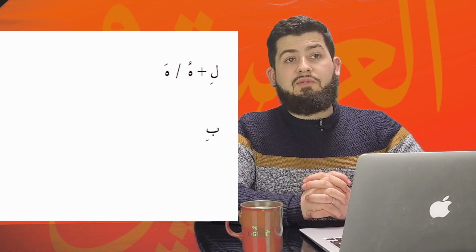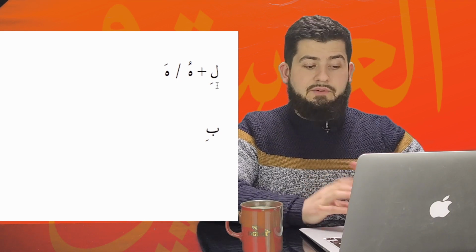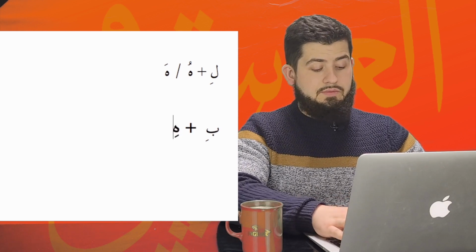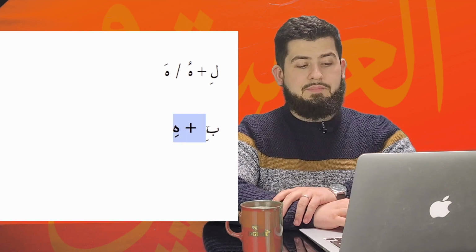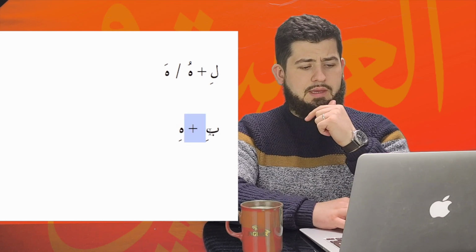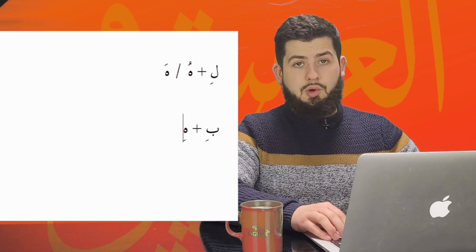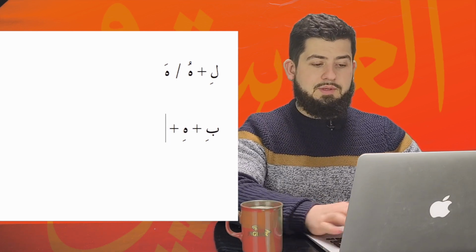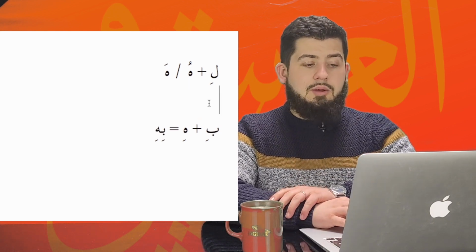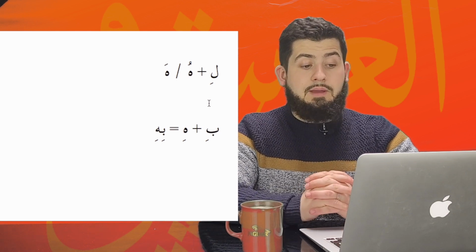So if the vowel before it is a kasra, it will be written as a kasra. So for example, if we have bi plus this pronoun, then it will be bihi, like that. We end up with bihi. So ba plus hu or ha is bihi. But if the word before it were to end with a fatha or a dhamma, then it would be a hu.